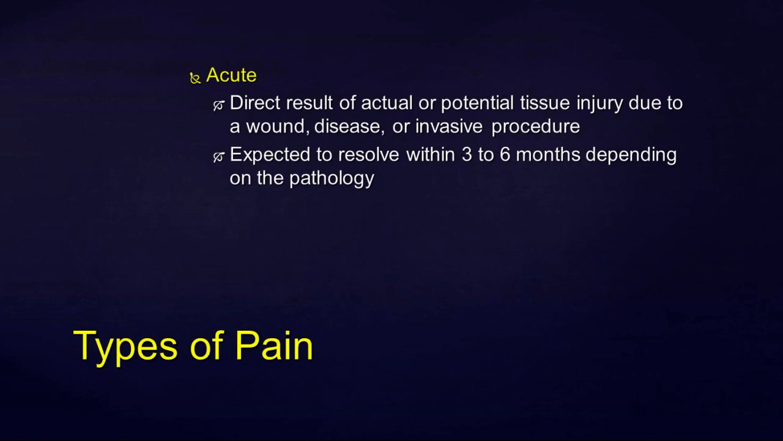So when we were talking about the acute and subacute and chronic phases of inflammation, well, acute pain is lasting longer. You see that 3 to 6 months. Acute inflammation only lasts for a few days to a week. Acute pain can last longer. But something happened, or there's the potential for tissue injury because of a wound, disease, or invasive procedure. So depending on what's going on and what's causing the pain, acute pain should resolve within 3 to 6 months.